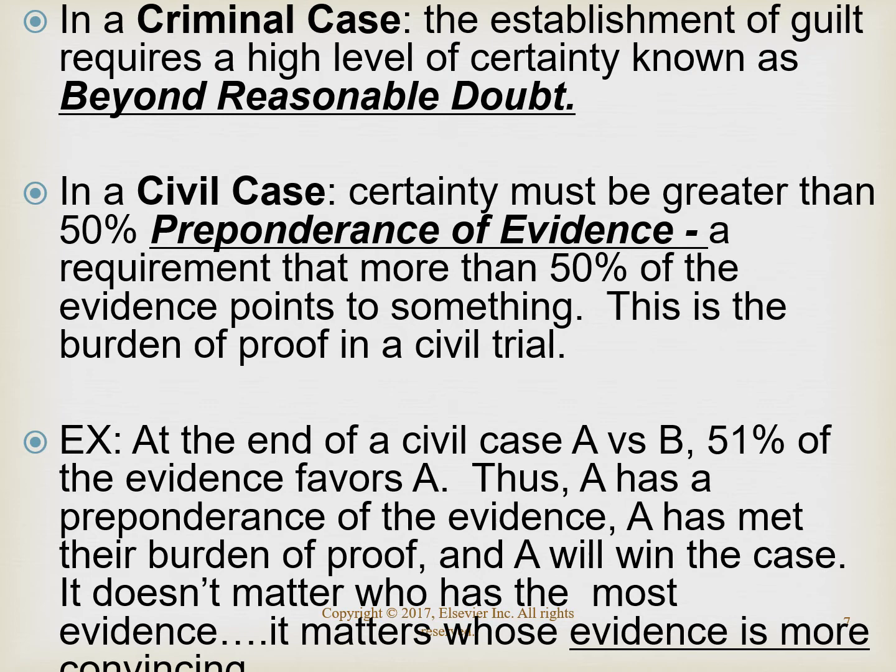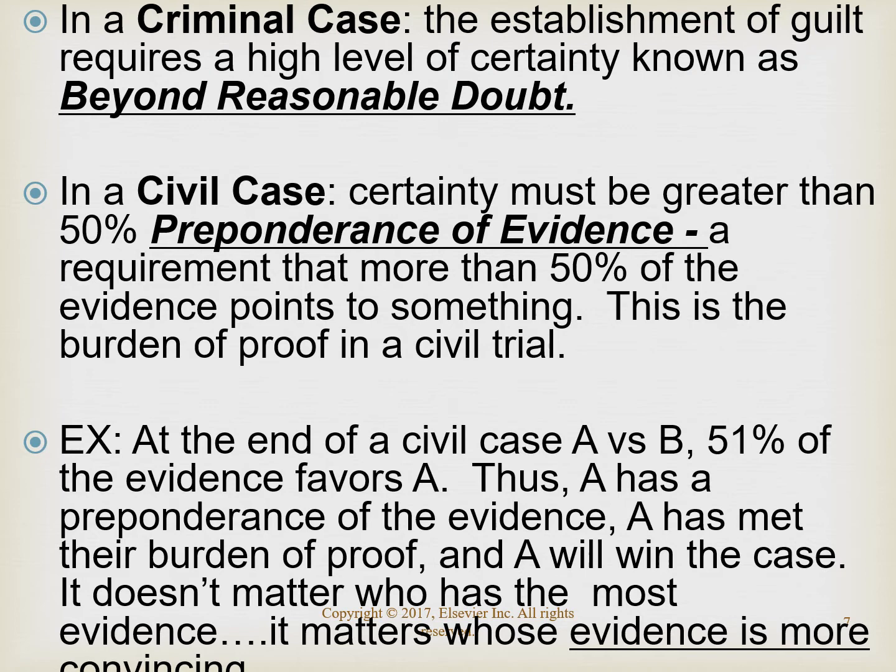So this is an example of preponderance of evidence. At the end of the civil case, let's say A versus B, 51% of the evidence brought about favors group A, case A. Thus, A has the preponderance of evidence. A has met their burden of proof, and A will win the case. It doesn't matter who has the most evidence. It matters whose evidence is more convincing.